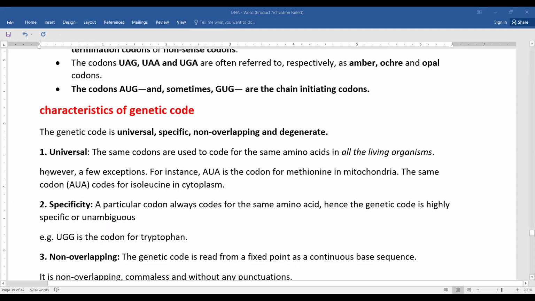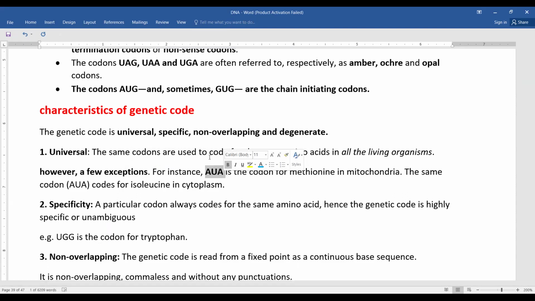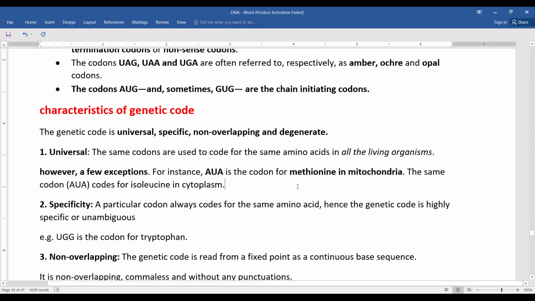But there are a few exceptions. For example, AUA is the codon for methionine in mitochondria, whereas in an ordinary cell AUG will be the code for methionine. The same codon AUA codes for isoleucine in the cytoplasm, where protein synthesis occurs.